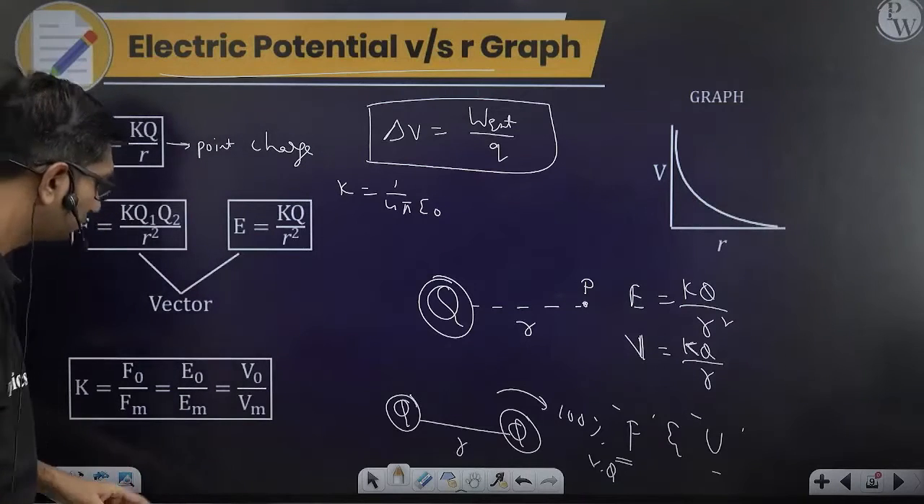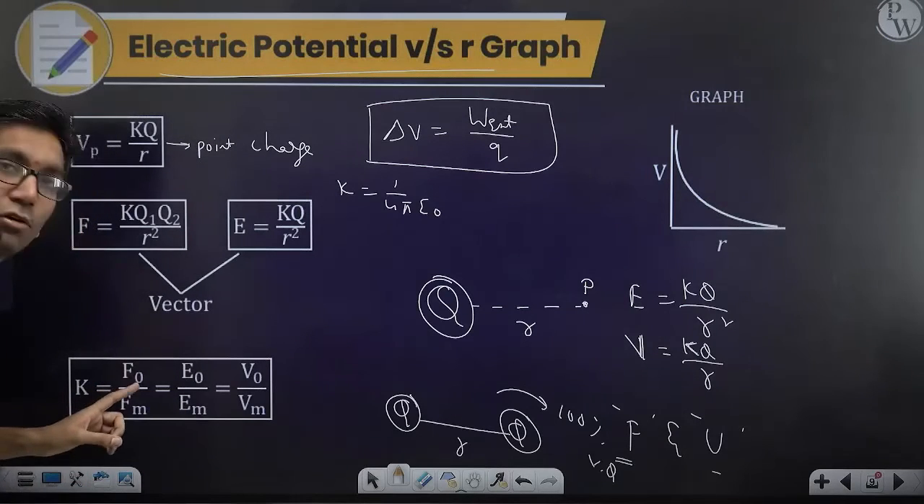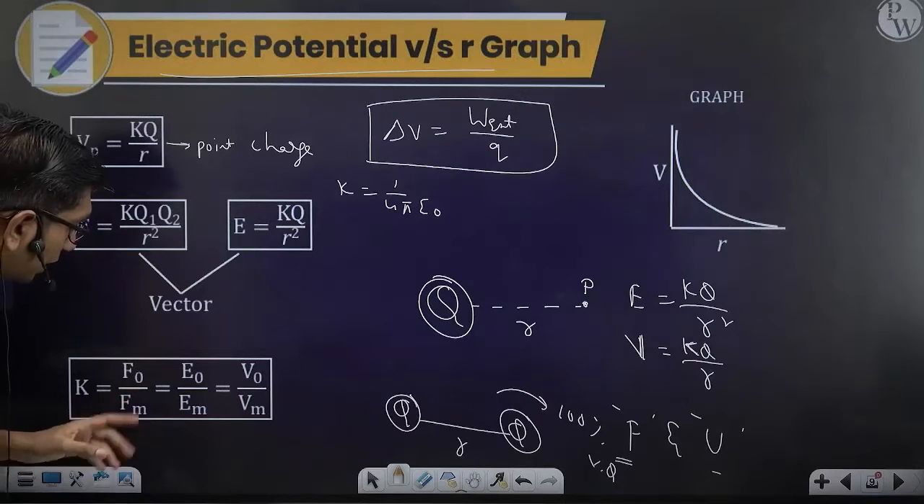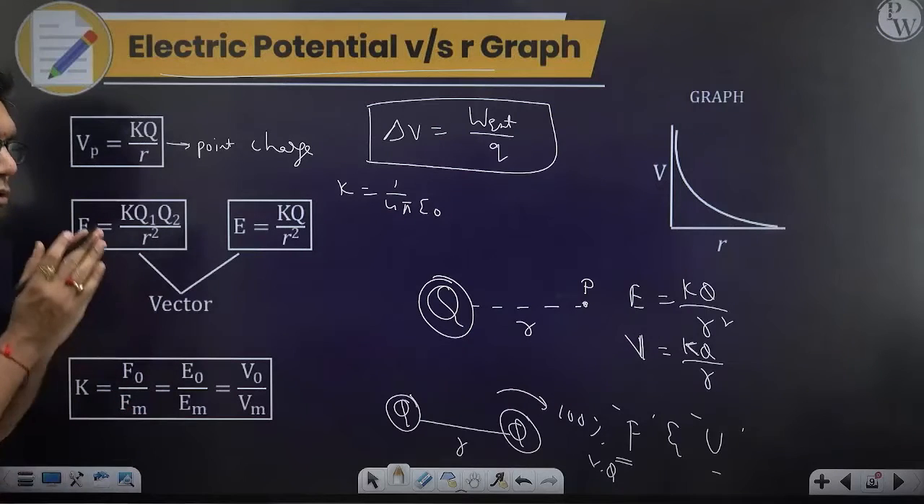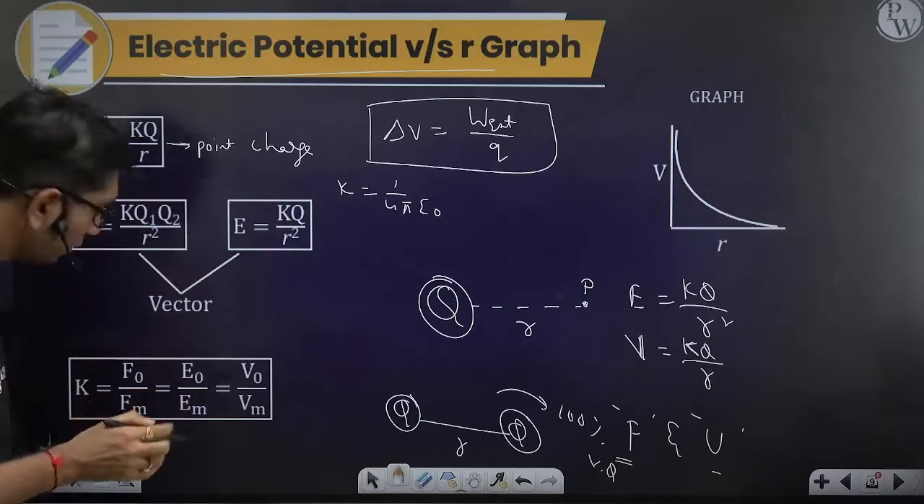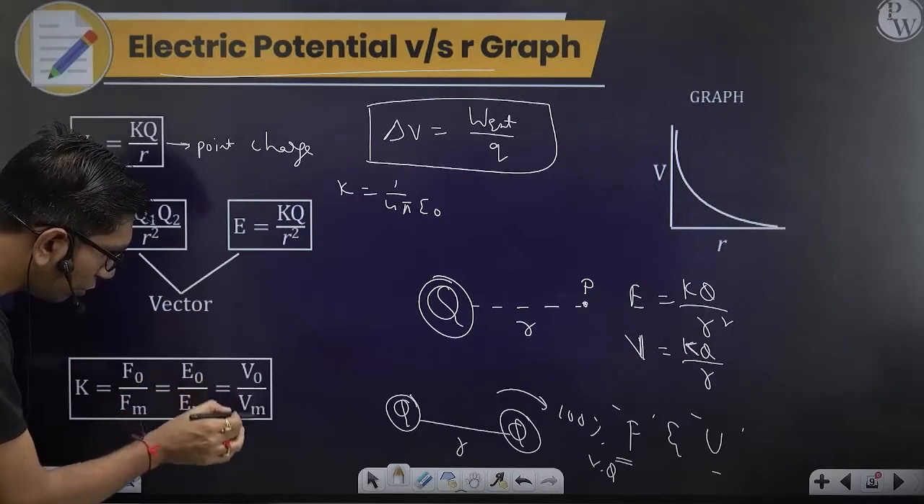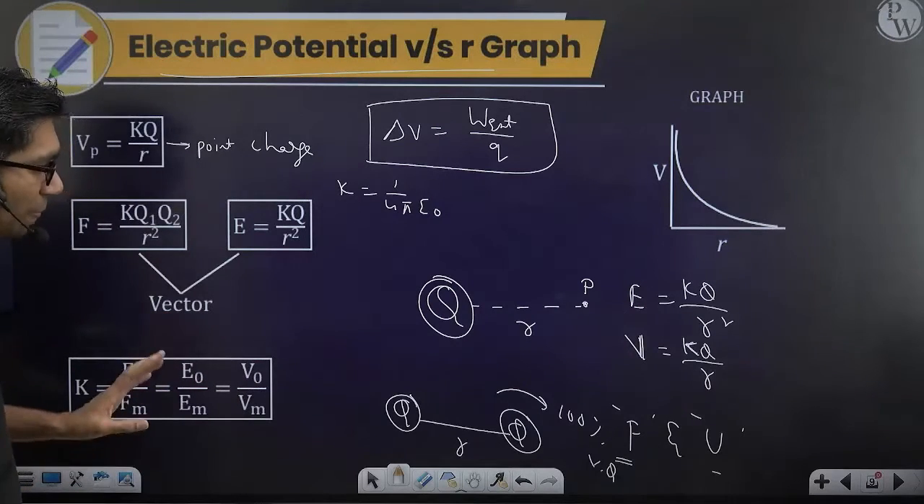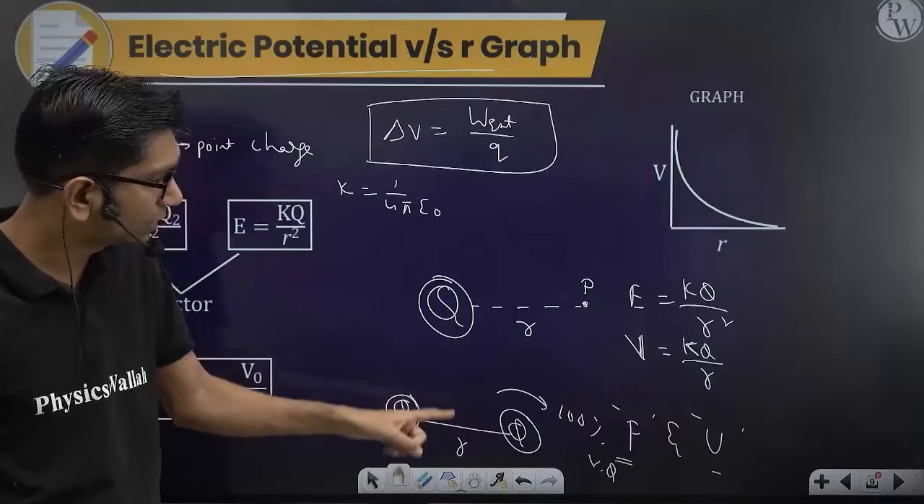So K is equal to F0 by Fm. The trick to remember this one: Ohm, Ohm. Is it clear, beta? Clear? So this is also one trick for you.